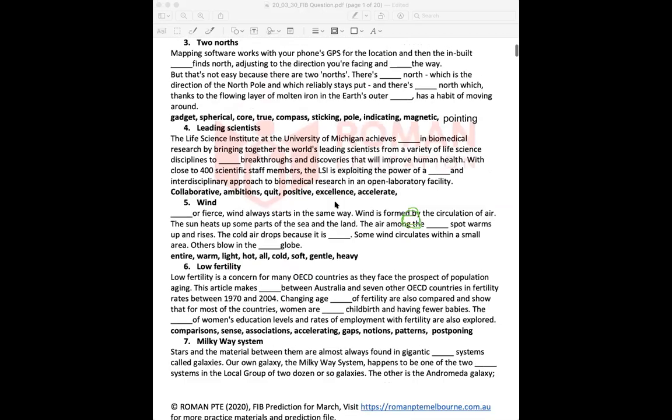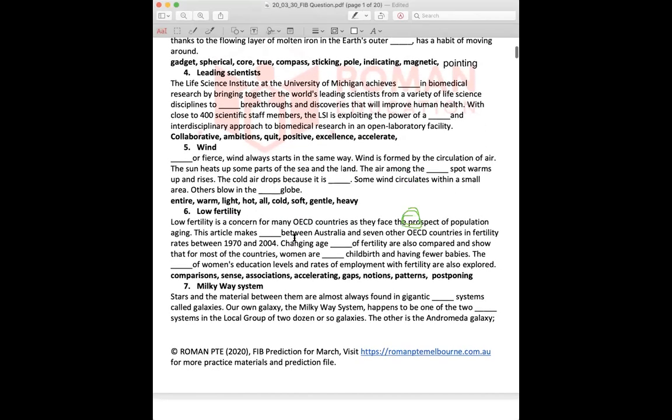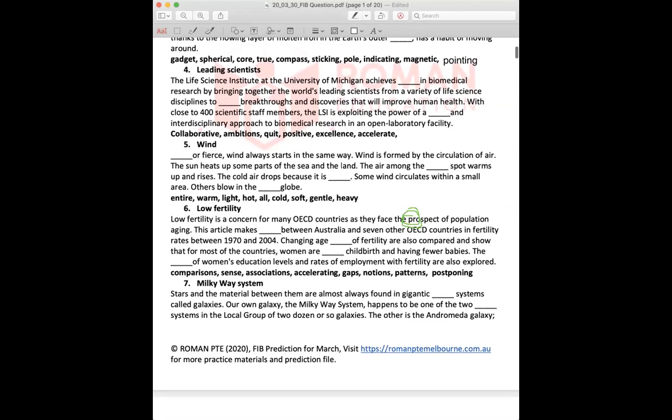All right, now let's go to number five. Let me clear this first. Number five is "fears". Now, sometimes when you don't know the meaning of the words, it becomes a little difficult for you to answer the question. Fears means it's strong, and wind always starts in the same way. So I think the sense here is whether it is strong or weak, it starts in the same way. So I'm looking for a word which gives a sense of weak. So that could be light, because light also means something that is not heavy, and soft, same thing, gentle, same thing. So definitely it's either light or soft or gentle, because all the other words either do not make sense or are not in the correct form.